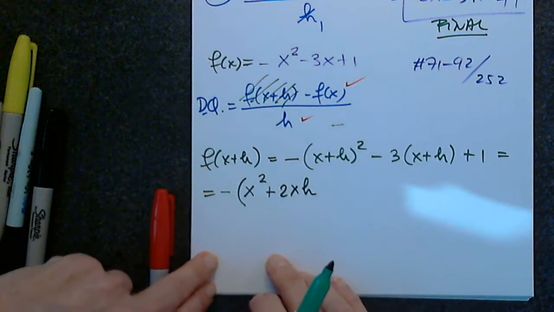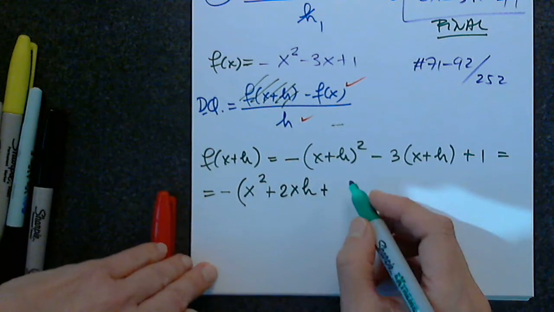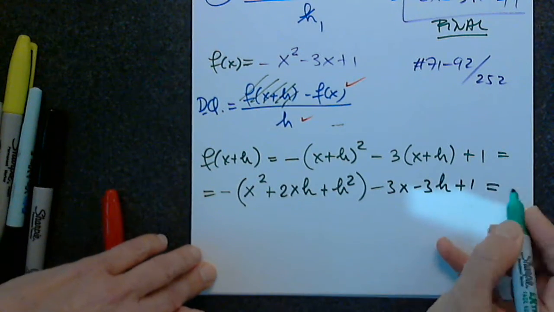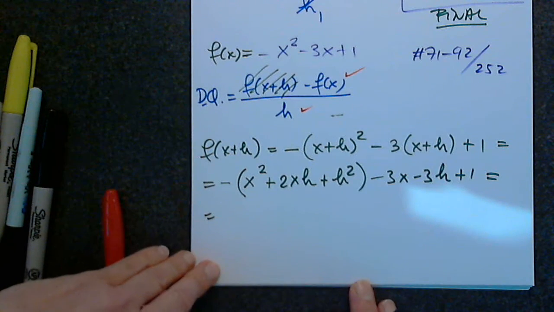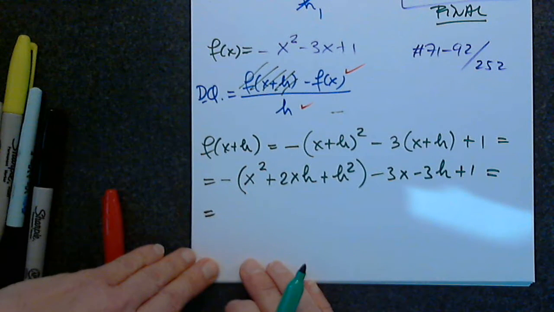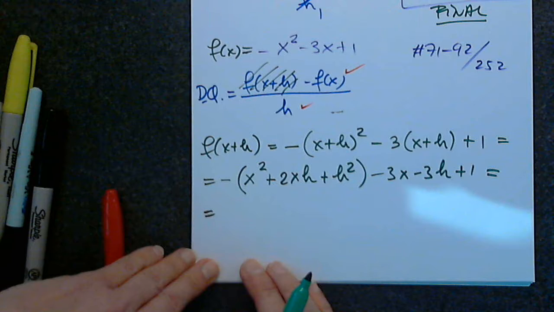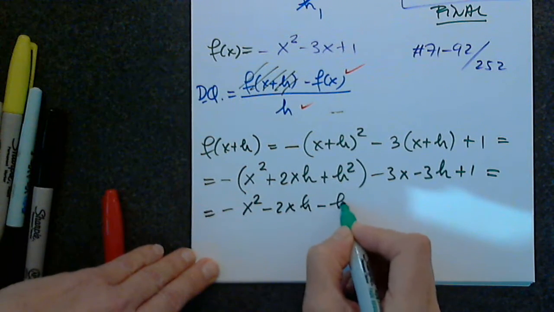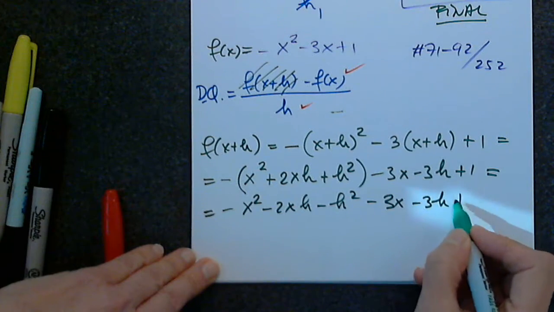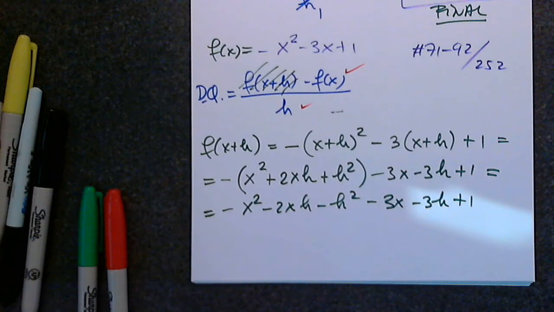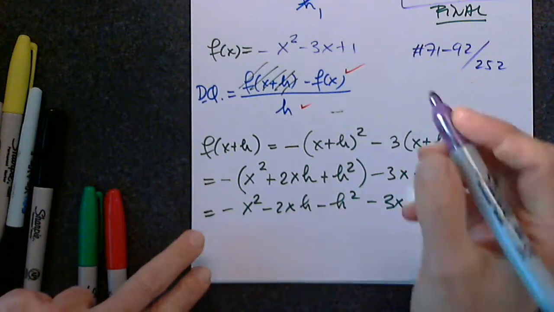X 2 times the first times the second plus. Very good. Here I can distribute. There is no problem here. And then I do have one more step in which I distribute. Very good. So negative x squared minus 2xh minus h squared minus 3x minus 3h and plus 1. So far, so good? And now we have all three pieces.